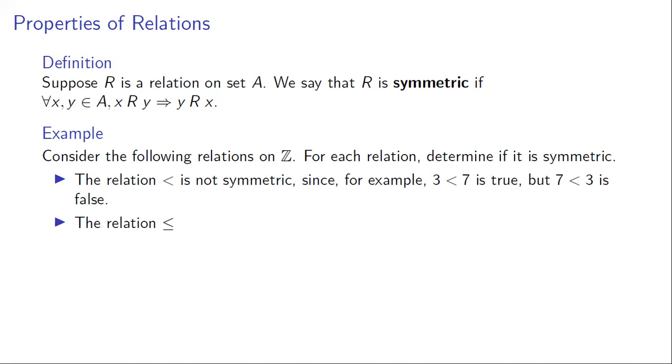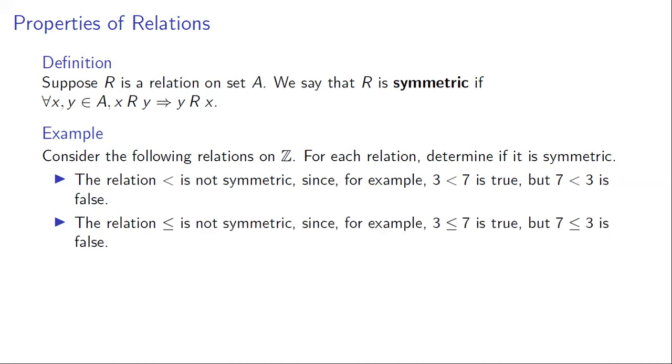How about the relation less than or equal to? Is this relation symmetric? Once again, no, it is not symmetric. Since, for example, 3 is less than or equal to 7 is true, but 7 is less than or equal to 3 is false. So again, the if part is true, but the then part is false. What we did basically here is give a counterexample to the symmetric property, which shows that for this particular relation, we don't have the symmetric property.